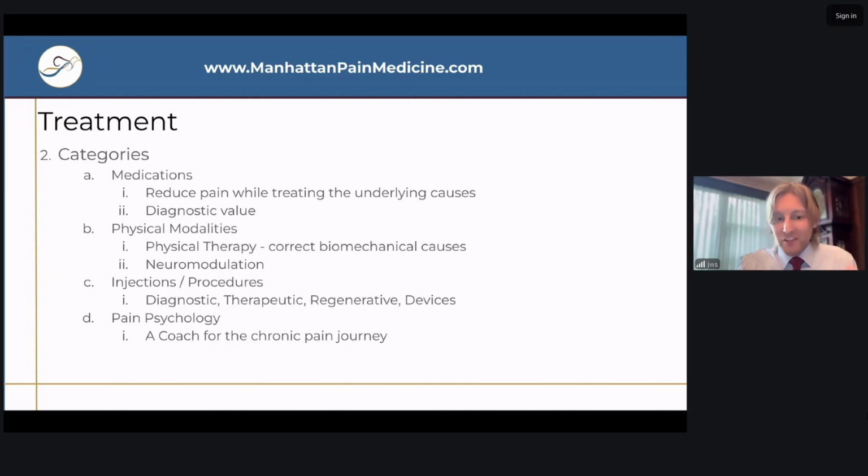A pain psychologist is their coach. A pain psychologist takes patients through this journey. They prepare them for what's next. They give them tools to continue living their life around the pain. Psychological tools for pain processing. If there's psychological sensitization, the pain psychologist is essential.